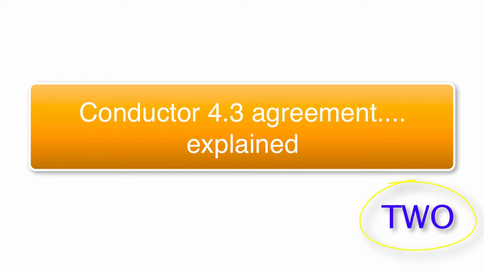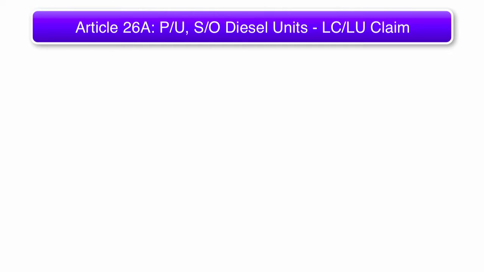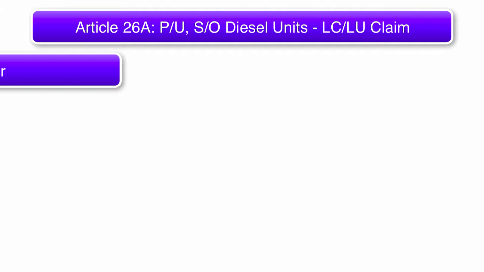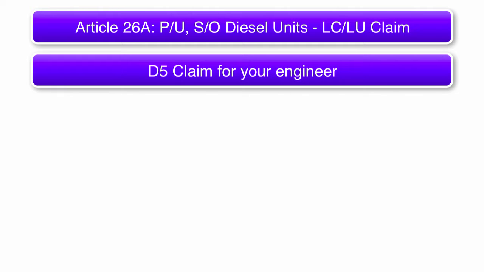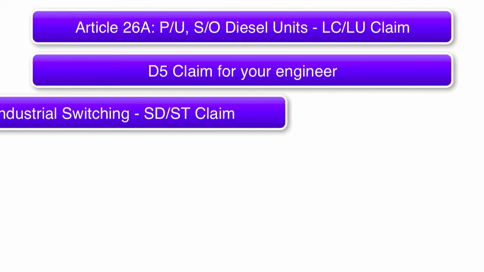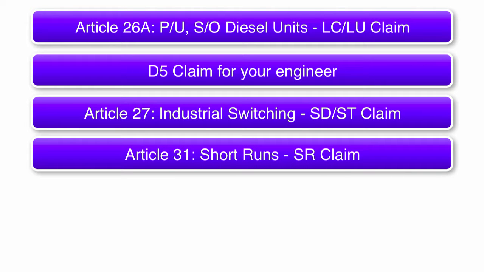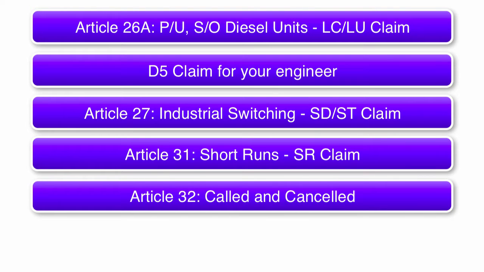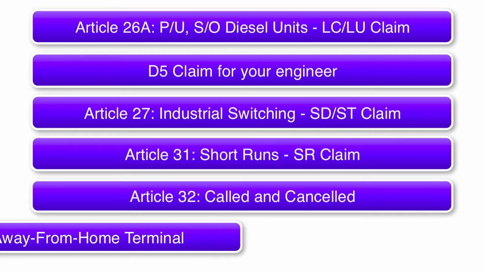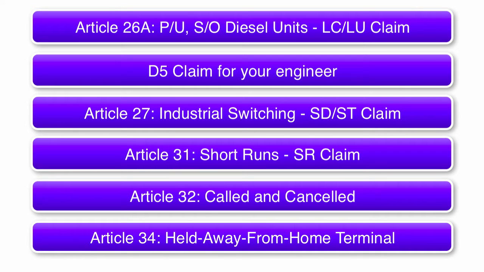We're going to be covering 5 different articles today, including one additional claim code which is specifically for your engineer. First article, 26A, picking up and sending out diesel units. This is your LC or LU claim. We're also going to cover the D5 claim at the same time. That's for your engineer. Article 27, industrial switching. This is your SD or ST claim. Article 31, short runs, the SR claim. Article 32, called and cancelled. And Article 34, held away from home terminal.